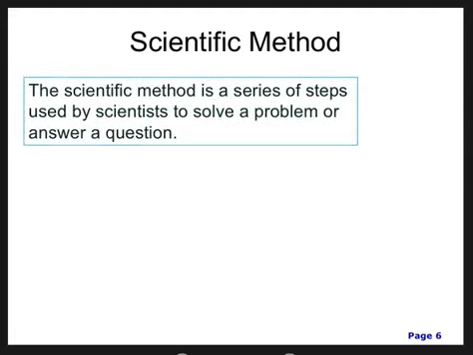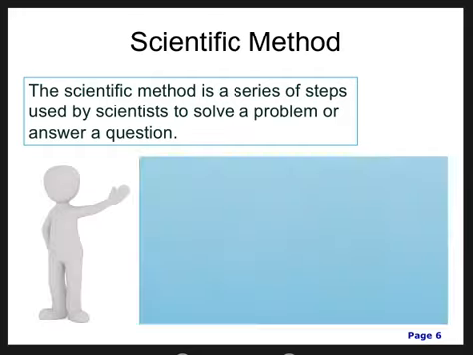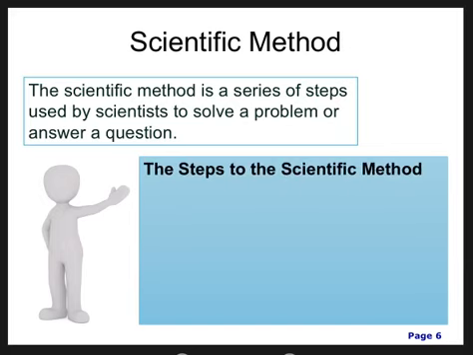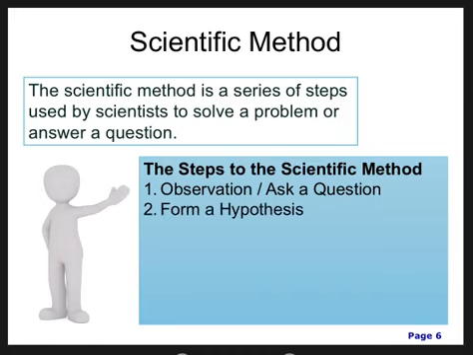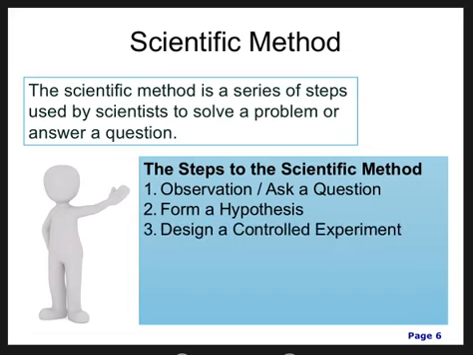And that's going to lead us to the whole point of this little video, which is scientific method. It's a series of steps that scientists use to test a hypothesis, for example, to solve a problem or to answer a question. There are 6 steps that we're going to look at in scientific method. We're going to start with an observation or asking a question. We're going to form a hypothesis or a possible explanation. We're going to design a controlled experiment, and we'll talk about what a controlled experiment is here in a little bit. We're going to record or analyze the data that we get.